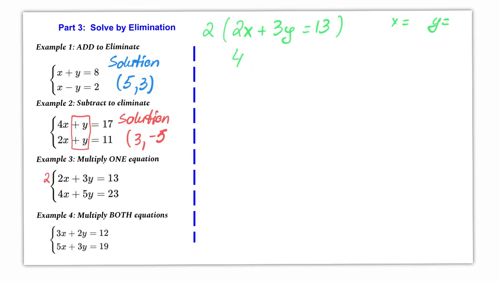And so that will be 4x plus, remember, everything will be multiplied. So 2 times 3y will be 6y, and then 2 times 13 will be 26. Okay, done that. So we multiplied by 2, and now we can rewrite the second equation, which will be 4x plus 5y equals 23. And now here you can determine, am I adding or subtracting? Here I can see that if I add, 4x plus 4x will be 8x, so that's not going to help. And so if I subtract, that will make it easier. So let's go ahead and subtract.